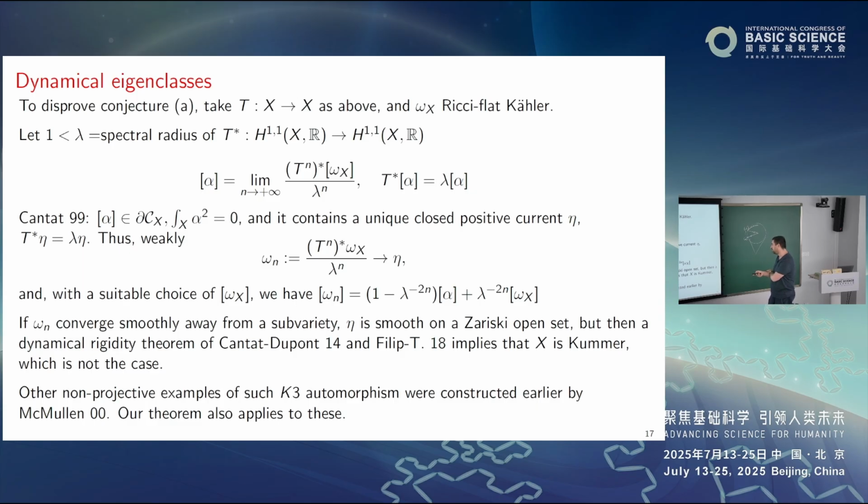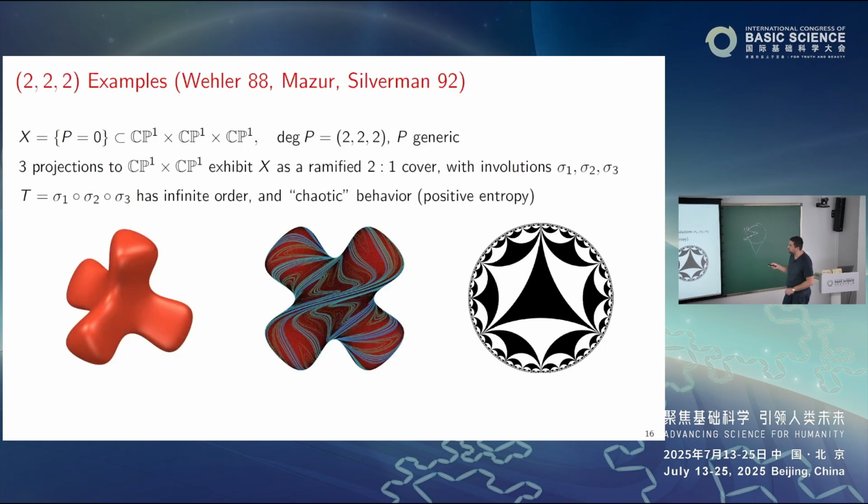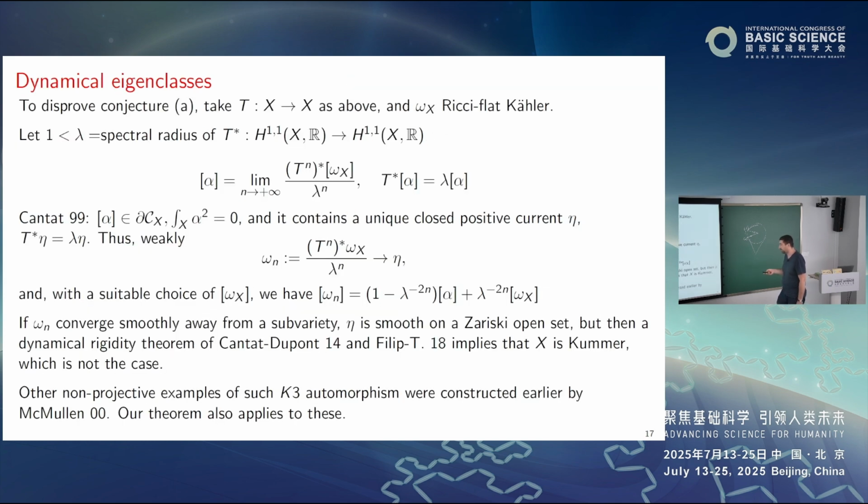And the theorem says that this eta is smooth only if the K3 surface is Kummer, comes from a torus, and also the automorphism T comes from an affine linear map from the torus. And the point is that these two are not Kummer if you choose P generic, and so you get a contradiction. So that's why you can't have smooth convergence.